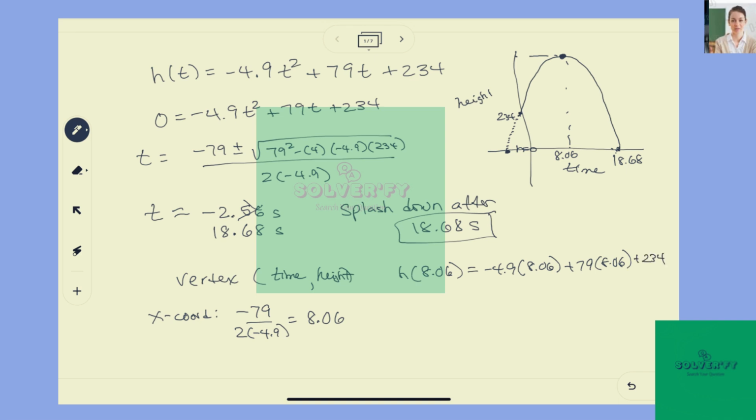Okay, so again, just grab your calculator. And we're just going to put in 8.06. We are going to find that that max height is 552.42 meters. So that will be max height.